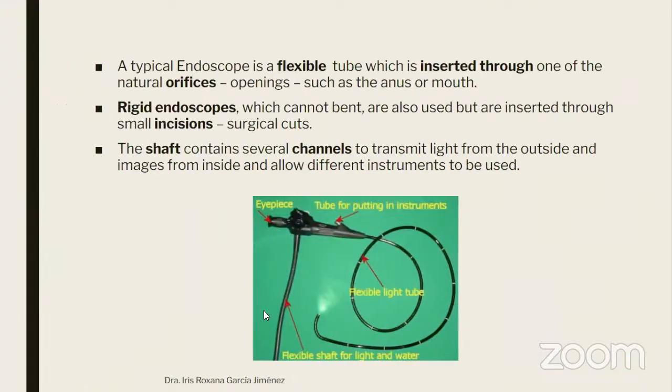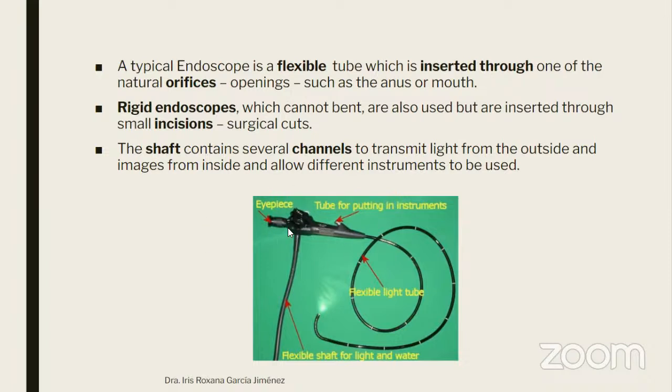Similar to the previous class, we can check a typical endoscope is a flexible tube, which is inserted through one of the natural orifices, the openings, such as the anus or mouth. Rigid endoscopes, of course, at this point, are still in use. They cannot bend and are also inserted through small incisions, surgical cuts. The shaft contains several channels. This is the shaft.